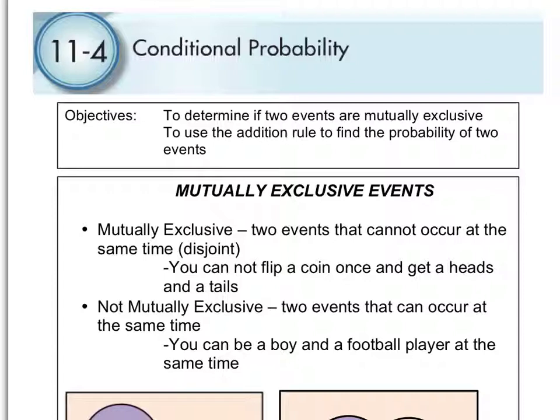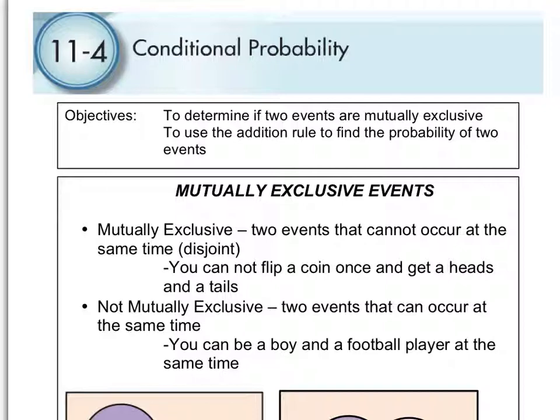All right, this is section 3.3 and 11.4, finishing up the probability unit, talking about conditional probabilities. In terms of objectives for this section, we're going to determine if two events are mutually exclusive and discuss what this means. This is going to be a very important part of this section. We're also going to use the addition rule to find the probability of two events. Last section we used the multiplication rule. This time we'll use the addition rule.